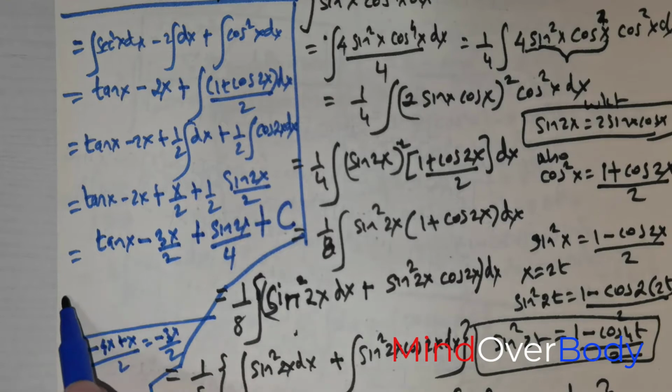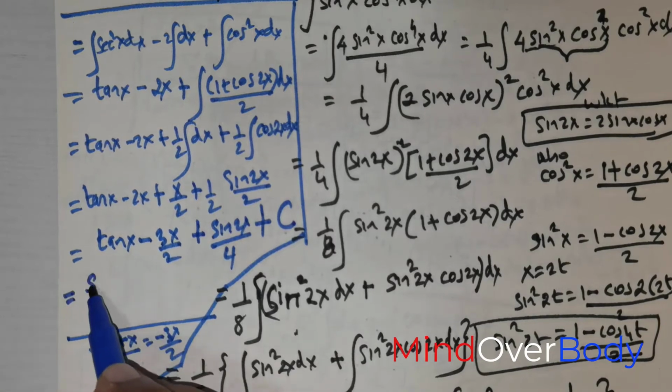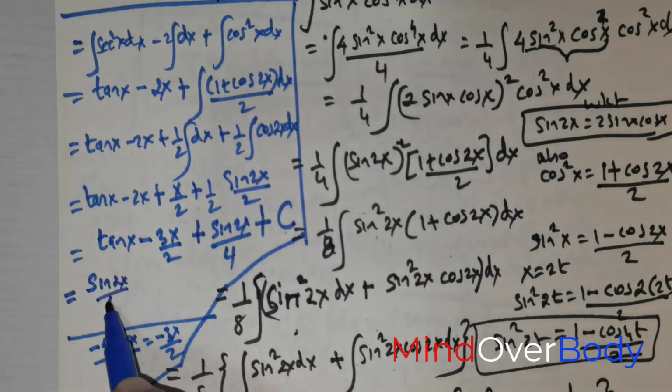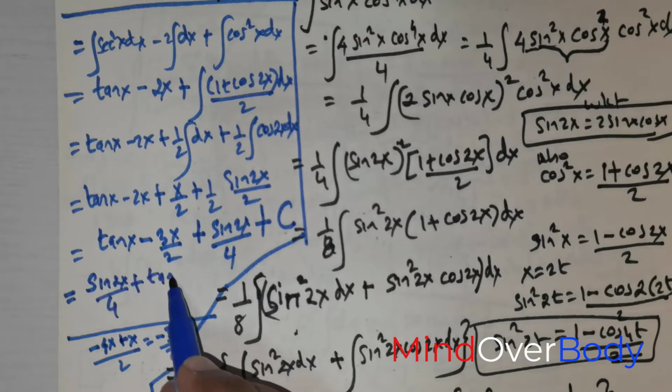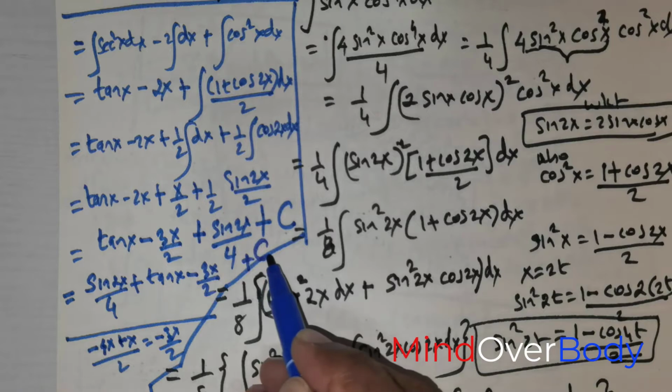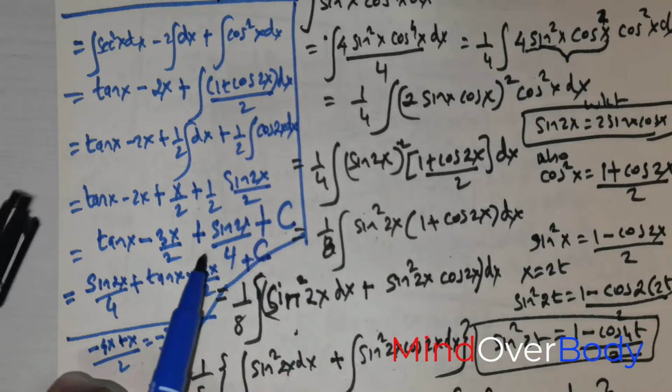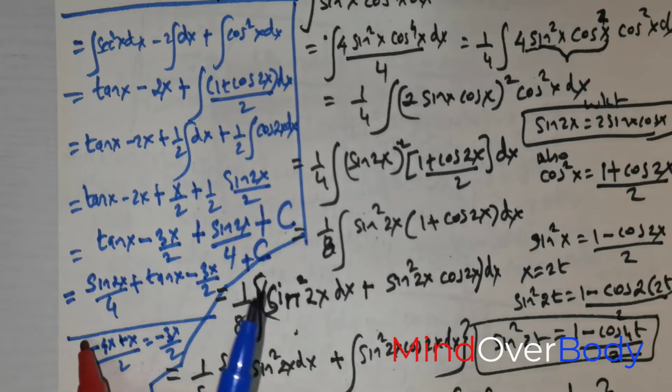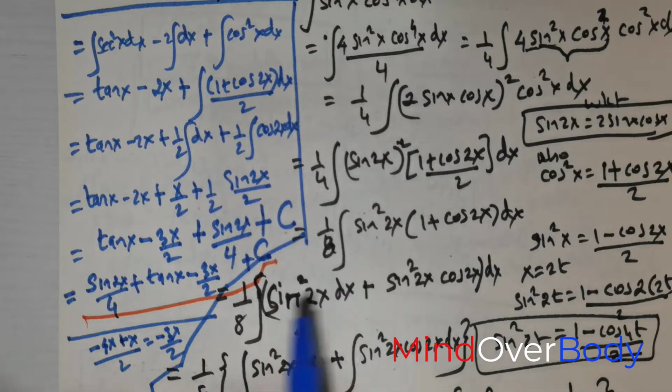Now if you want to rewrite this, probably you can start with sine 2x divided by 4 followed by tan x and then negative 3x over 2 plus arbitrary constant, and this is a good place for us to draw the red line.